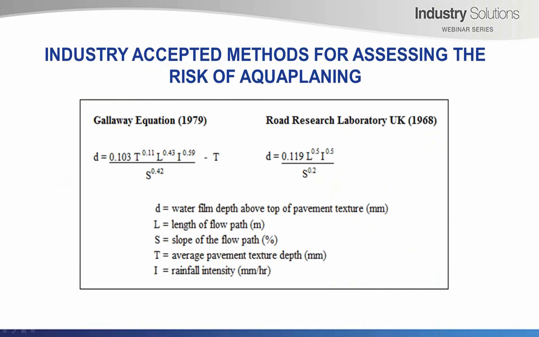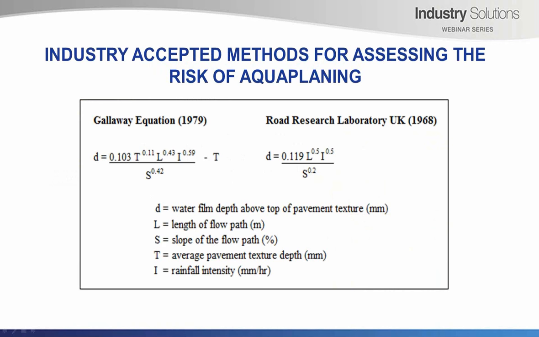It doesn't tend to go much lower than 50, but some places like in New Zealand, they'll often use a 5-minute duration for a 2-year average recurrence interval, which is often a bit higher than 50, maybe 70 or 80 millimetres per hour.